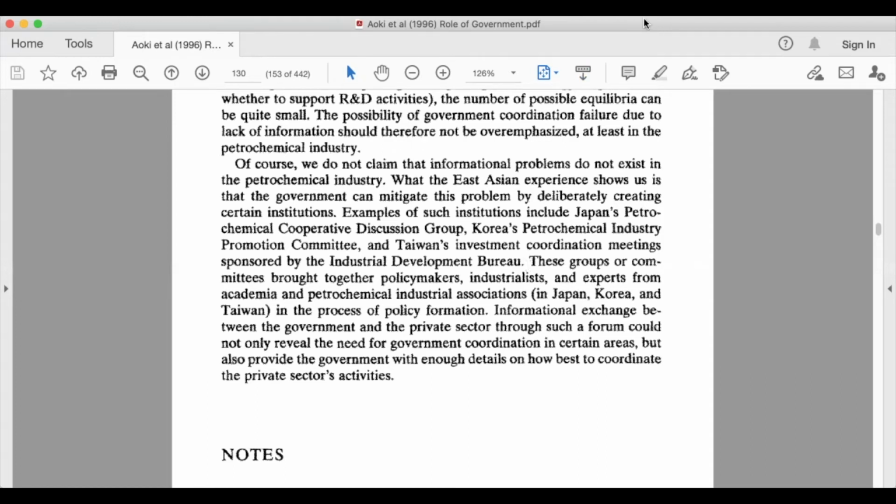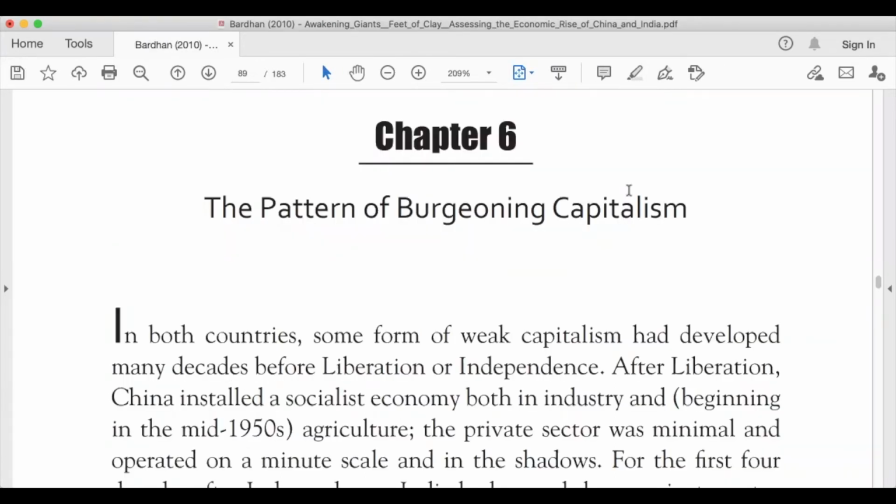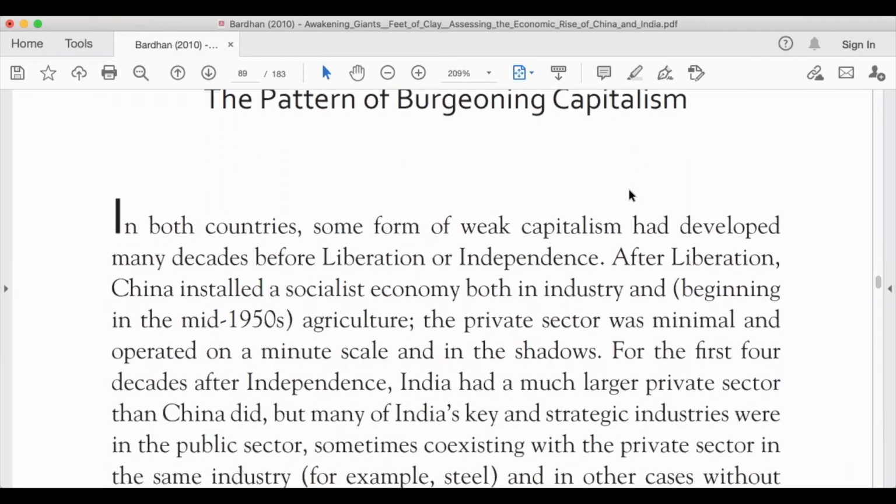the private sector's activities. Here we're looking at a selection from Pranab Bardhan's book from 2010, Awakening Giants, Feet of Clay, Assessing the Economic Rise of China and India. In both countries, some form of weak capitalism had developed many decades before liberation or independence. After liberation in 1950, China installed a socialist economy both in industry and agriculture. The private sector was minimal and operated on a minute scale and in the shadows.